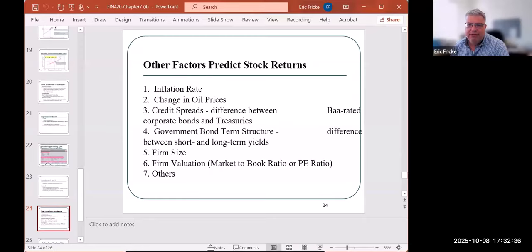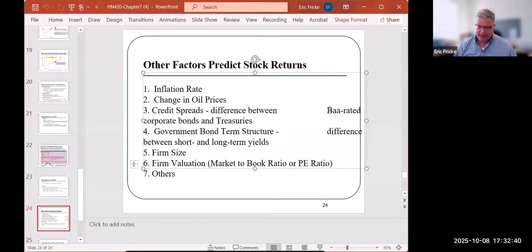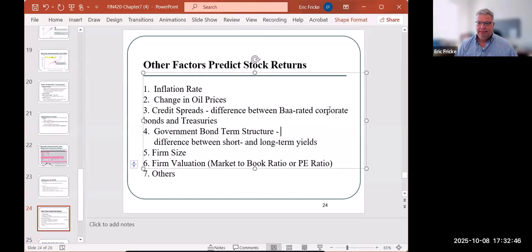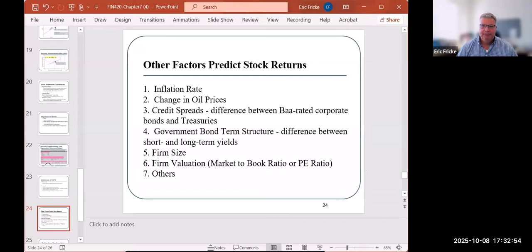Here are some of the factors that we found that help predict stock returns beyond just beta. Okay, so here's a couple of them.